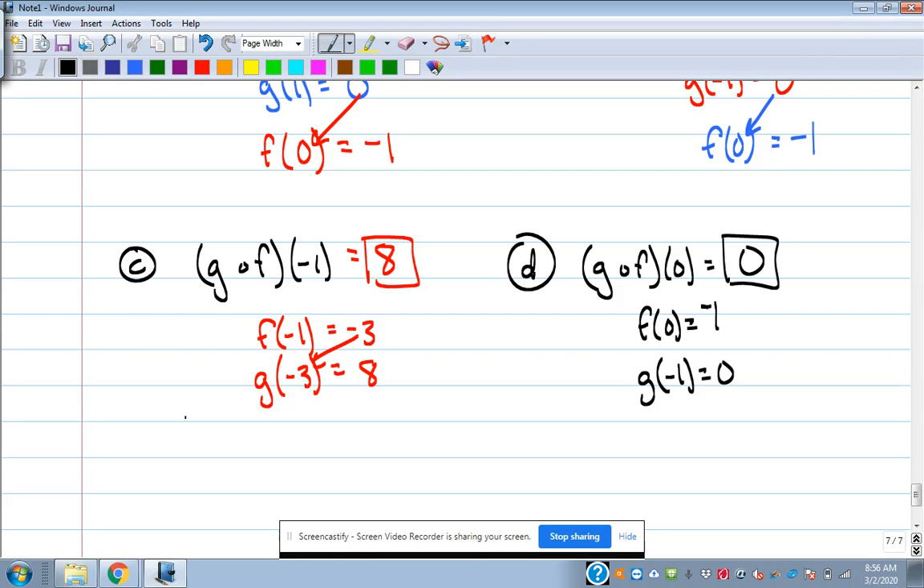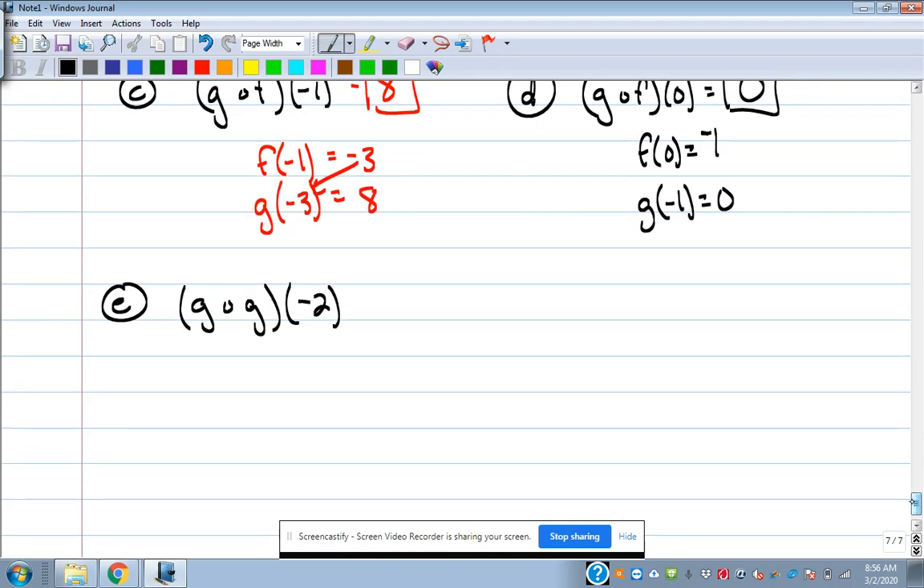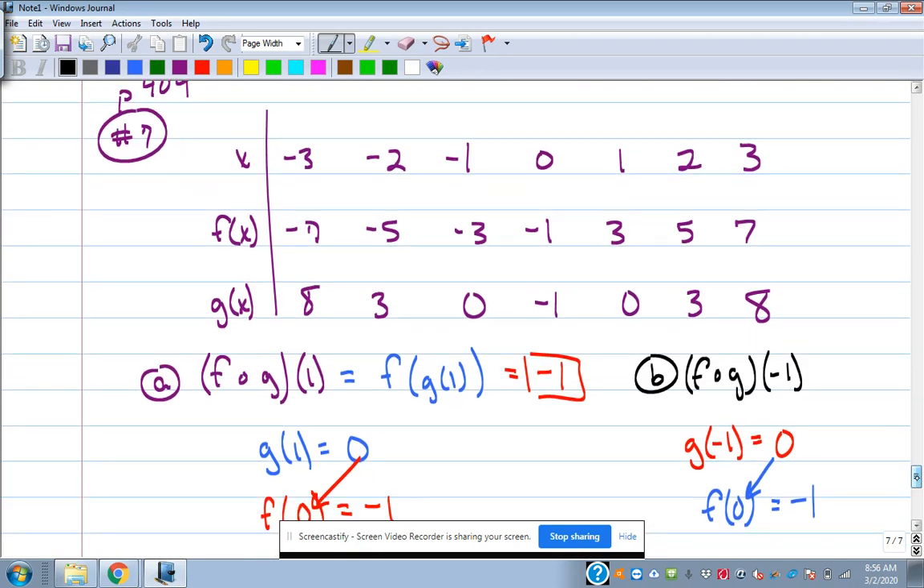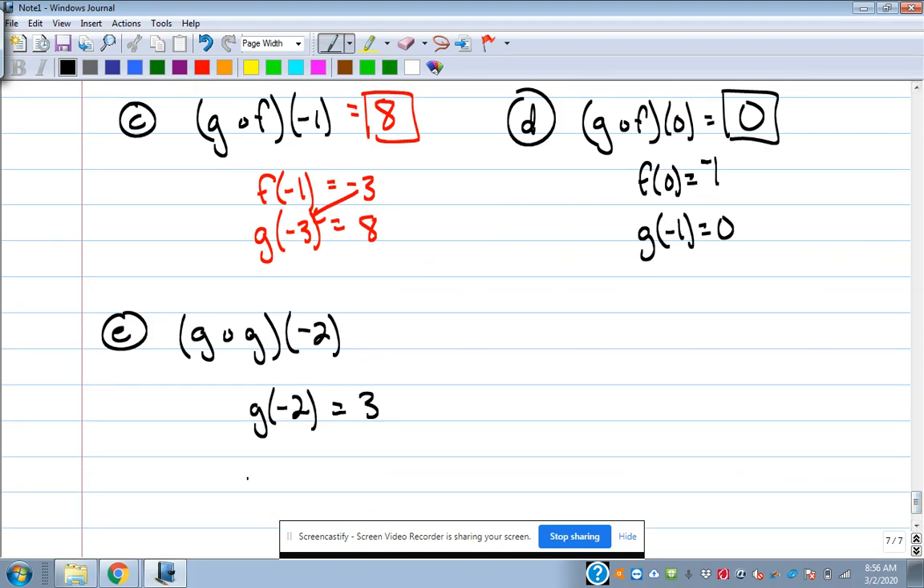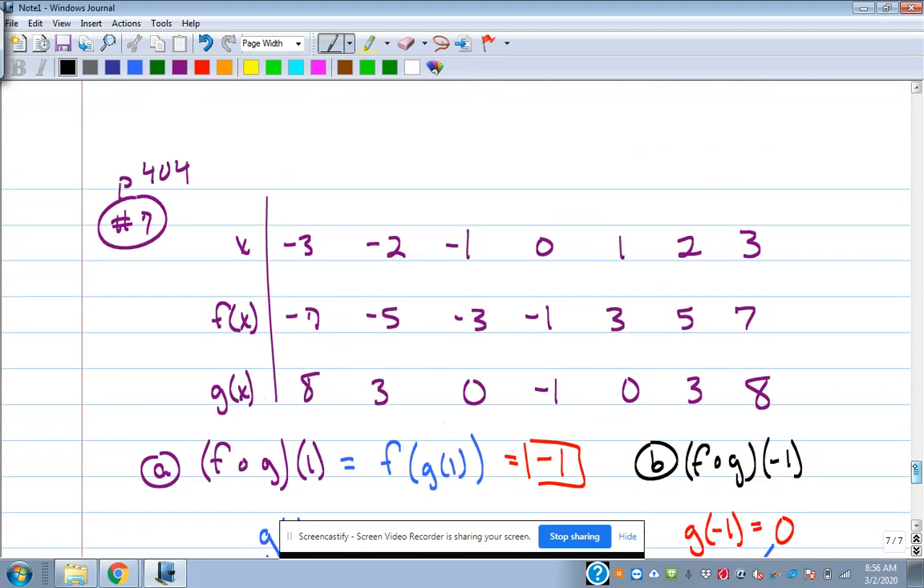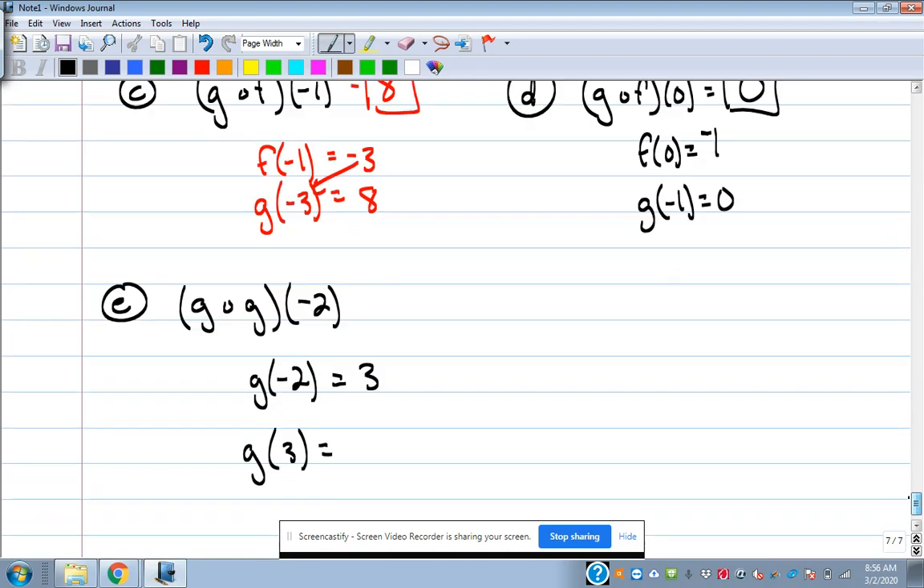Let's try E. We're going to do this whole problem. E is g composed with g. What the what? And so can't really screw this one up on the first step. We're going to find g of negative 2. So I'm going to go up here to my chart, and x is negative 2. g of negative 2 would be 3. And then I'm taking that and making my new x with that. The final answer should be 8.